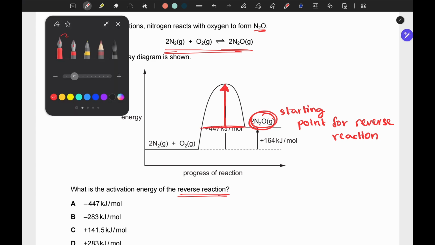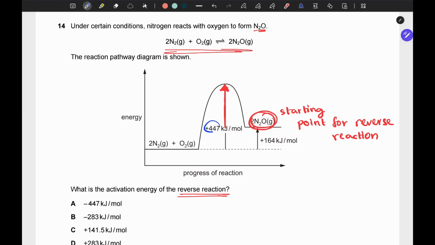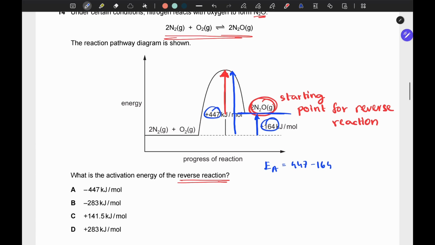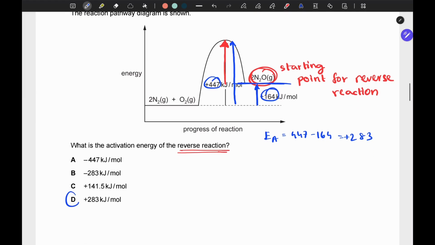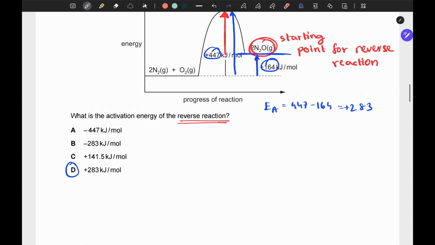So now how would we calculate the height of this? Well, for that, we need this value, which was the total height, and the previous enthalpy change, because we can immediately see that if I subtract 164 from 447, I get the length of the red arrow, the new activation energy. So activation energy would be 447 minus 164, which gives us 283. It must always be positive or endothermic.